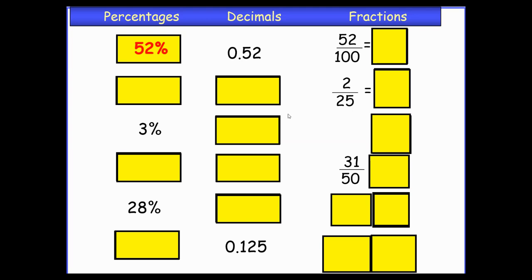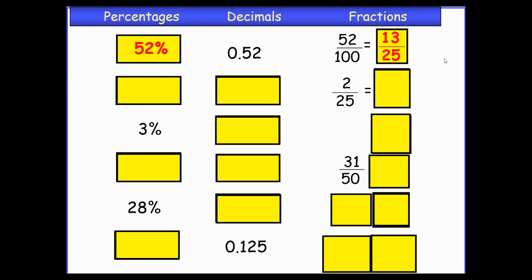But remember, we always simplify fractions down. You could half that, but actually 4 goes into both. 4 into 52 is 13, and 4 into 100 is 25. So always simplify down as much as you can.